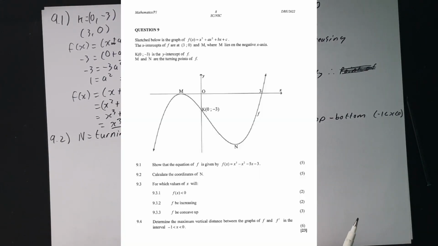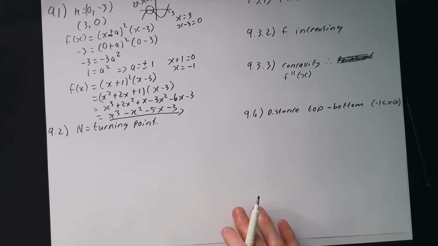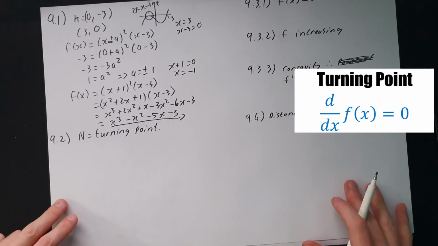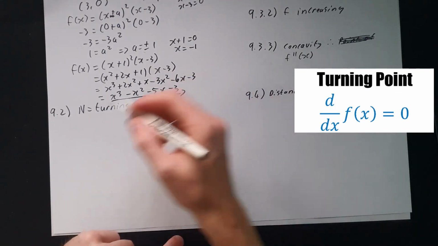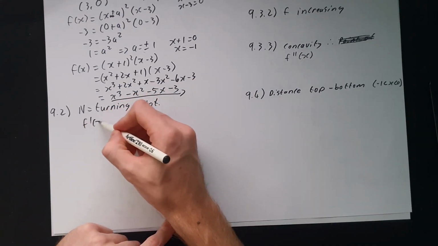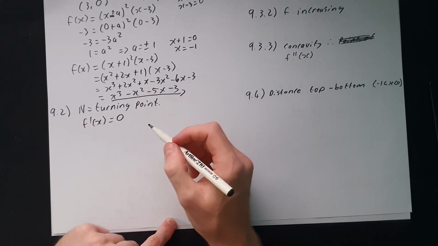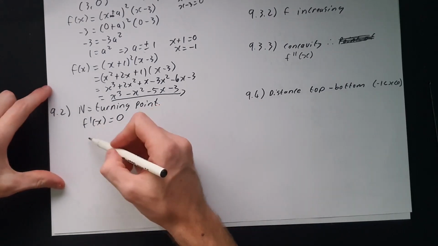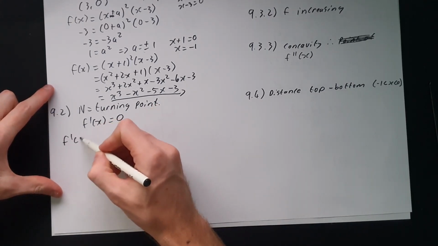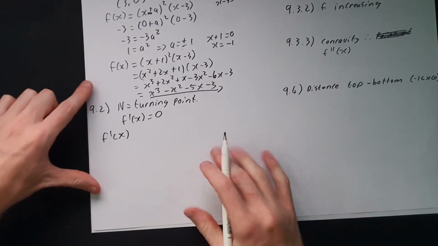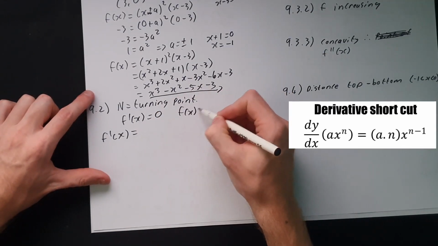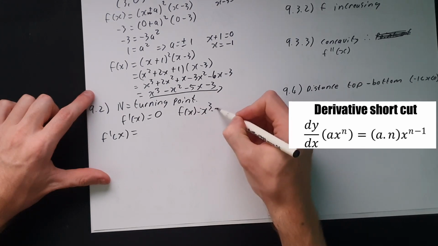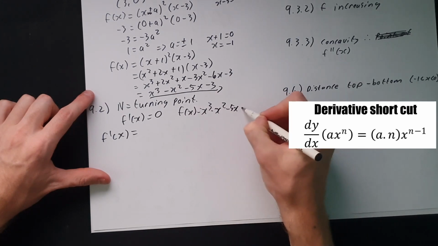Now 9.2 says calculate the coordinates of n. So n is a turning point. What you should know is that at a turning point the derivative equals 0. So we've got to find f prime of x equals 0. Let's find f prime. f of x equals x cubed minus x squared minus 5x minus 3.